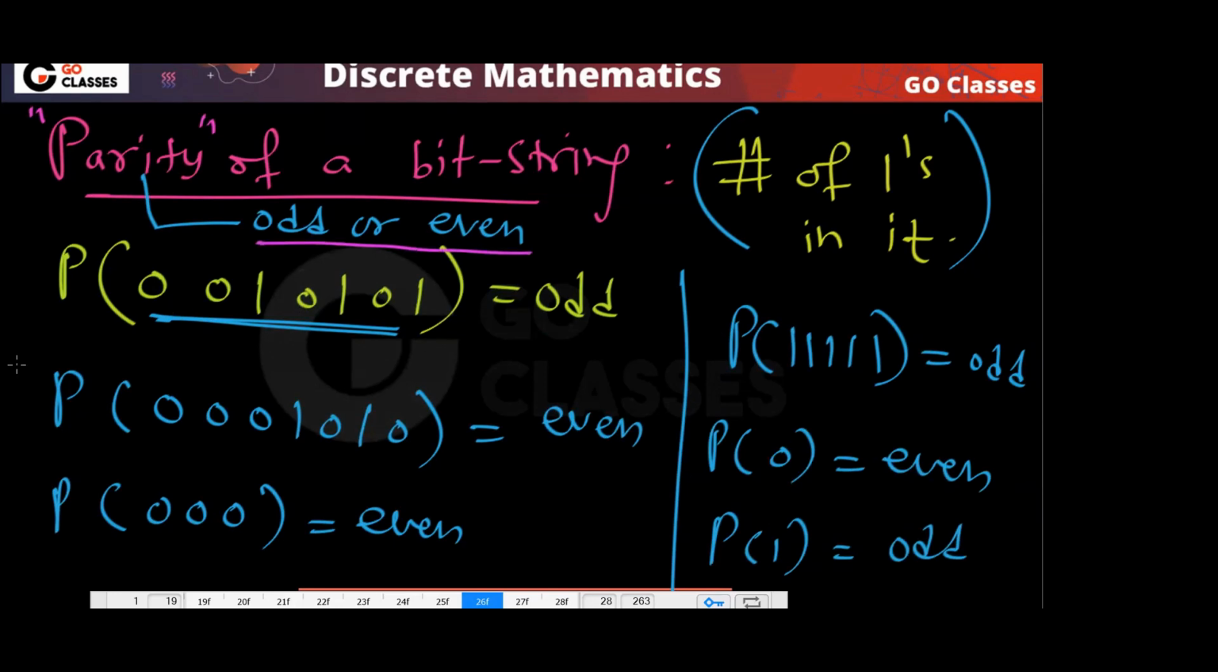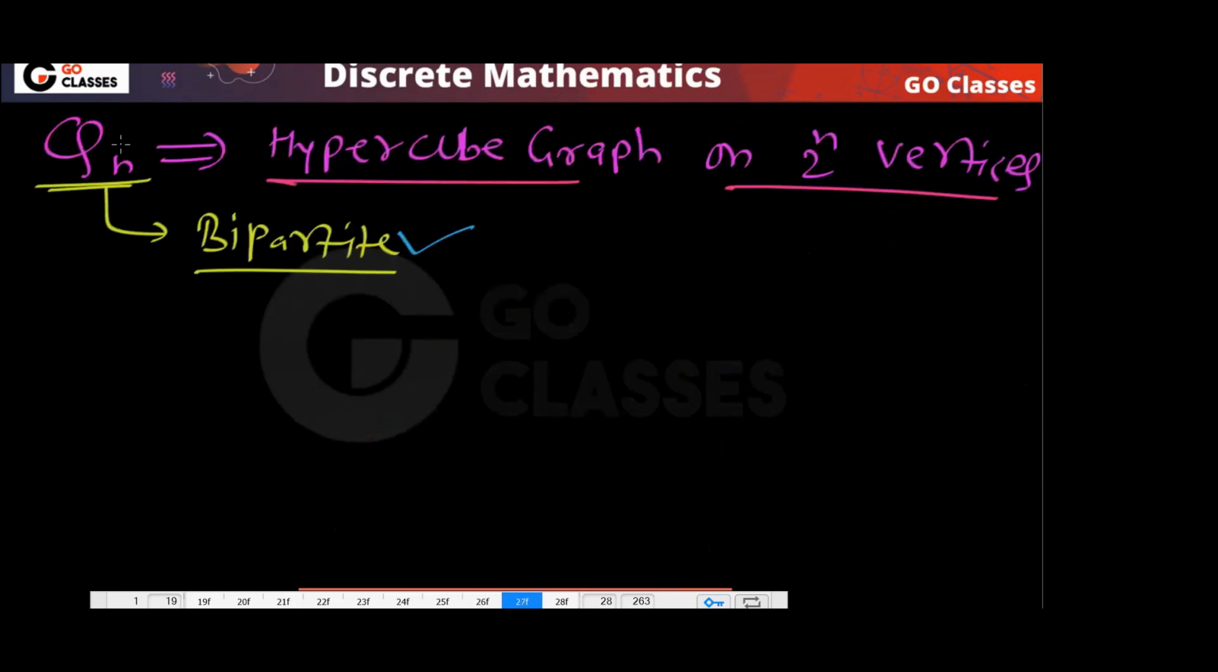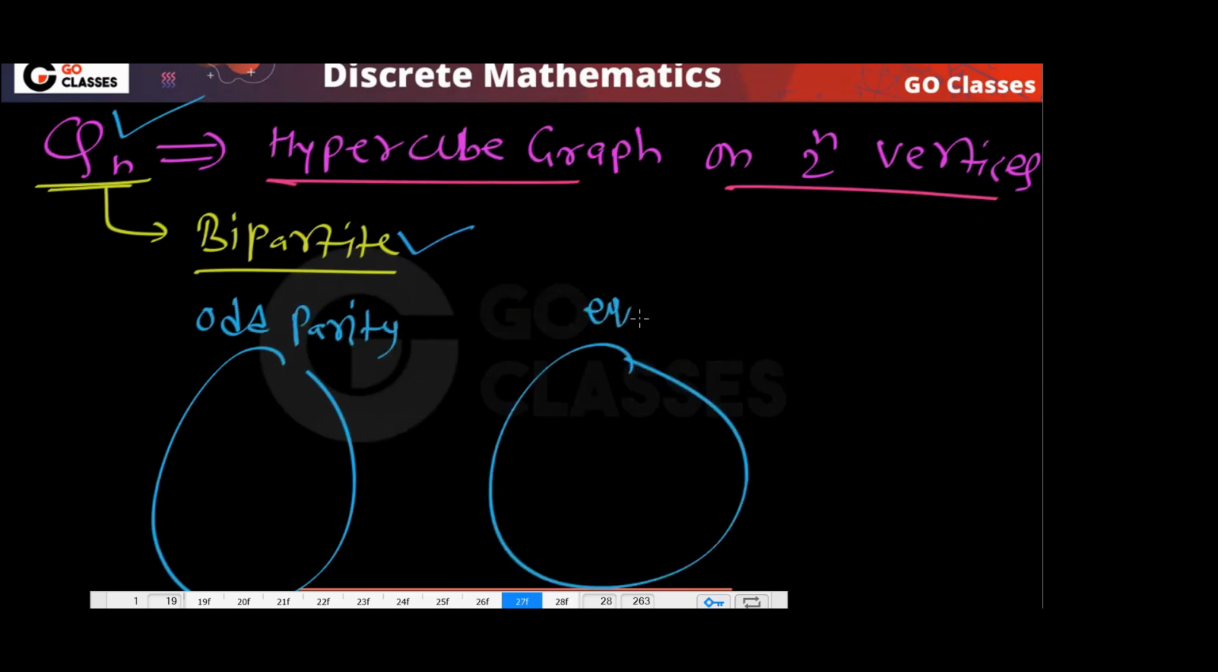Now if you want to create a bipartition of this Qn hypercube graph, what you can do is very simple. You can put odd parity strings here, and you can put even parity strings here. Tell me, in a hypercube graph, can you have an edge between two odd parity strings?